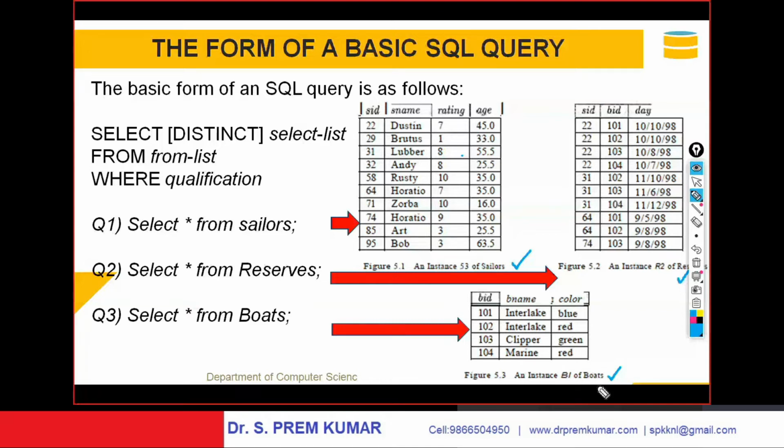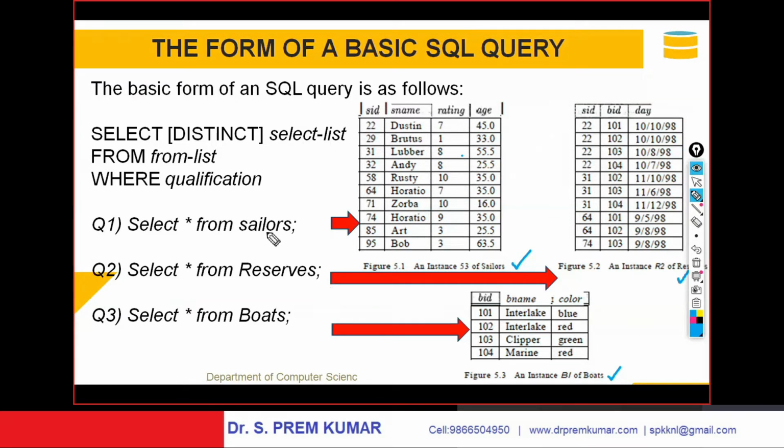Similarly, there is another table called boats. I want to see the complete details, so: select asterisk from boats. Asterisk means all columns. This is the data which will be projected: boat ID, boat name and color of the boat. Boat ID 101, boat name Interlake, blue color. 102 is a boat ID, Interlake is the boat name, red color. Boat ID 103, Clipper, green color. Boat ID 104, Marine, red color.